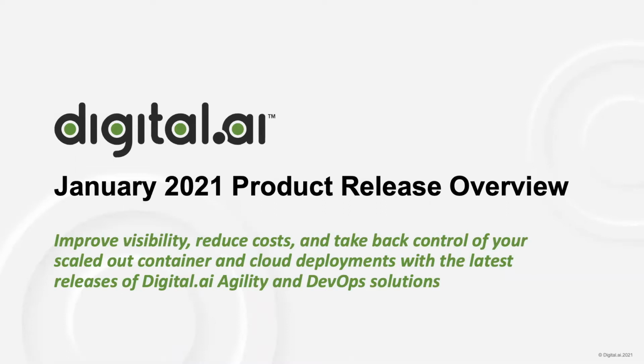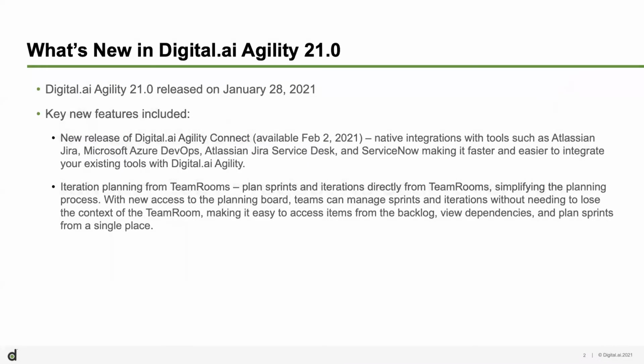I'm going to take you through the latest product releases we have for our Digital.ai Agility and DevOps solutions. These are our January 2021 releases. I'm going to start with Digital.ai Agility in our version 21 release. This release came out on January 28th and includes a couple key features.